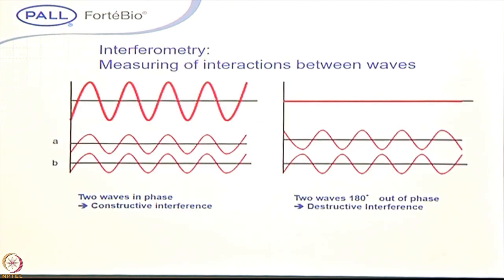Most interaction systems or analytical techniques are based on light. Except mass spectrometry, the rest of the analytical techniques are all light based. As you know, light has a wave property.